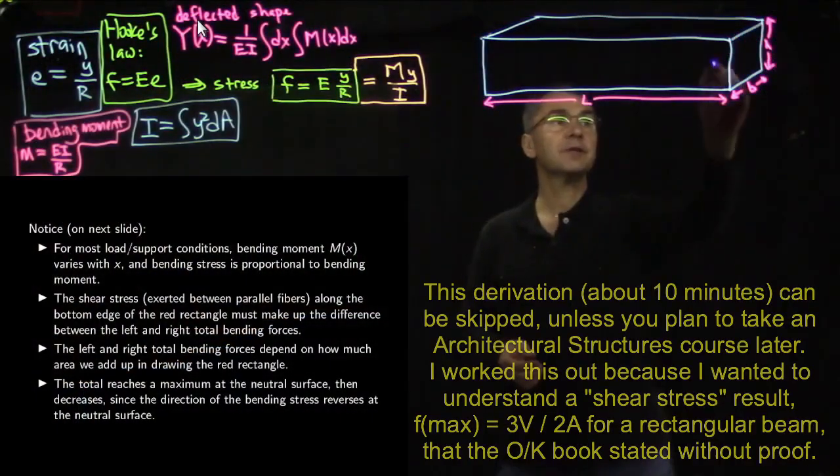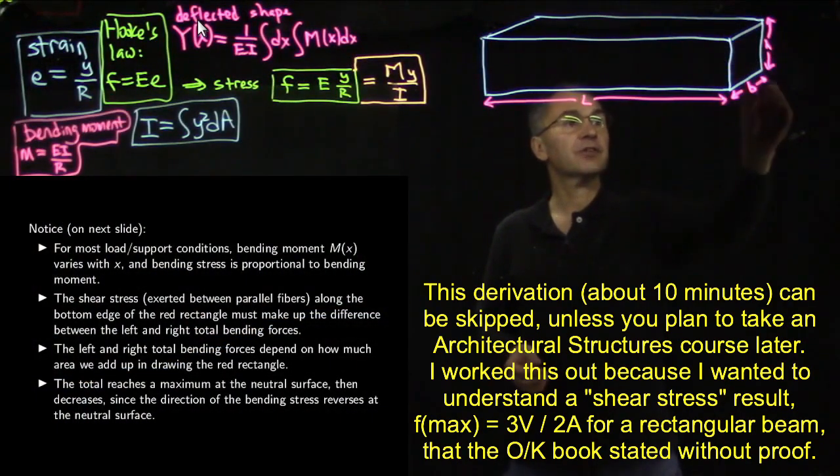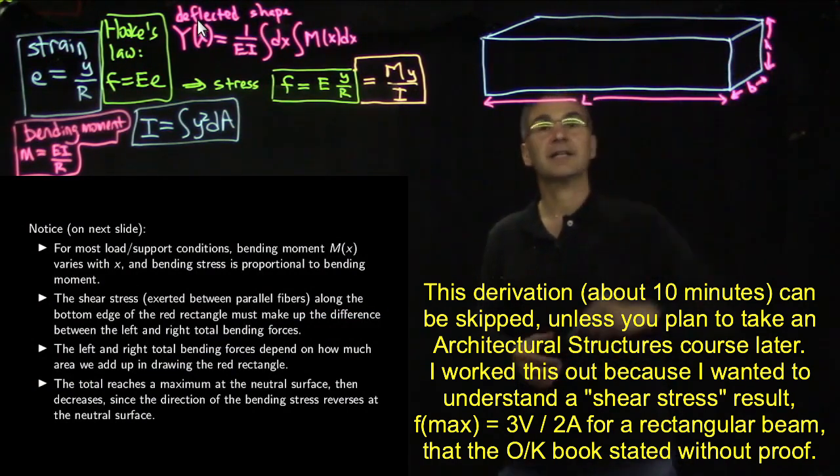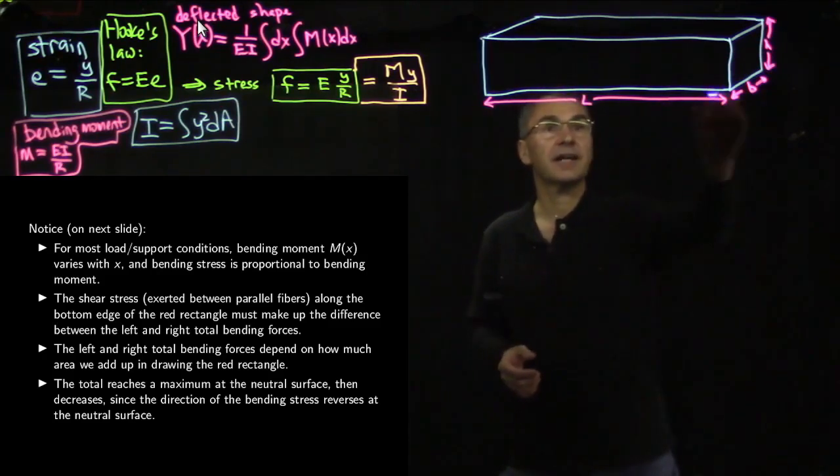So here's a beam, and we drew it with a rectangular cross-section. So the width of the cross-section is b, and the height of the cross-section is h. That would give us our familiar bh cubed over 12 for the second moment of area I. And then here's L along the axis of the beam.